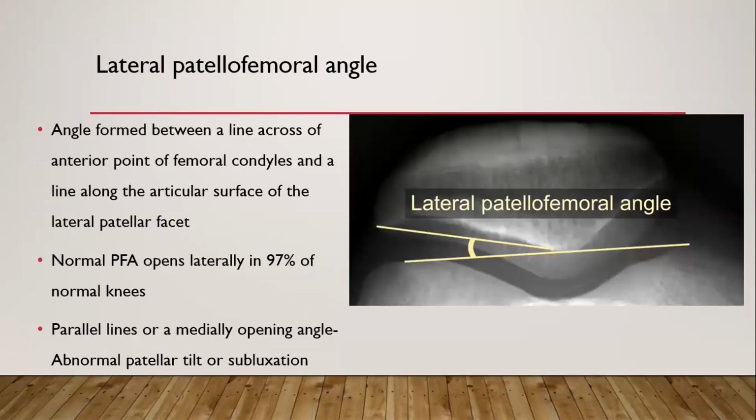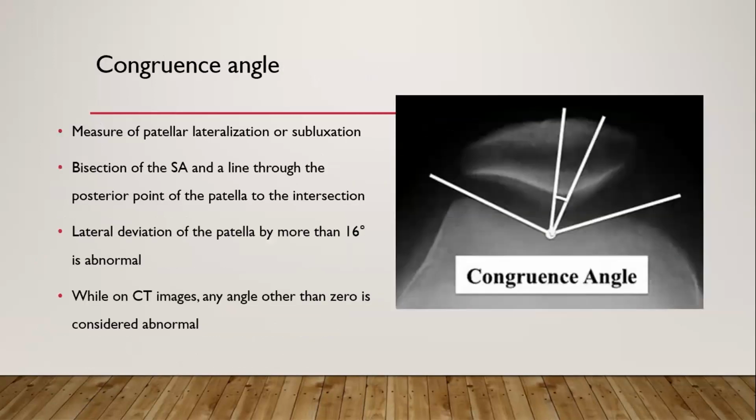Lateral patellofemoral angle is an angle formed between a line across the anterior points of the femoral condyles and a line along the articular surface of the lateral patellar facet. The normal patellofemoral angle opens up laterally in normal knees. If the lines are parallel or converging, then it shows abnormal patellar tilt, and the chances of subluxation increase. It is a measure of patellar lateralization or subluxation.